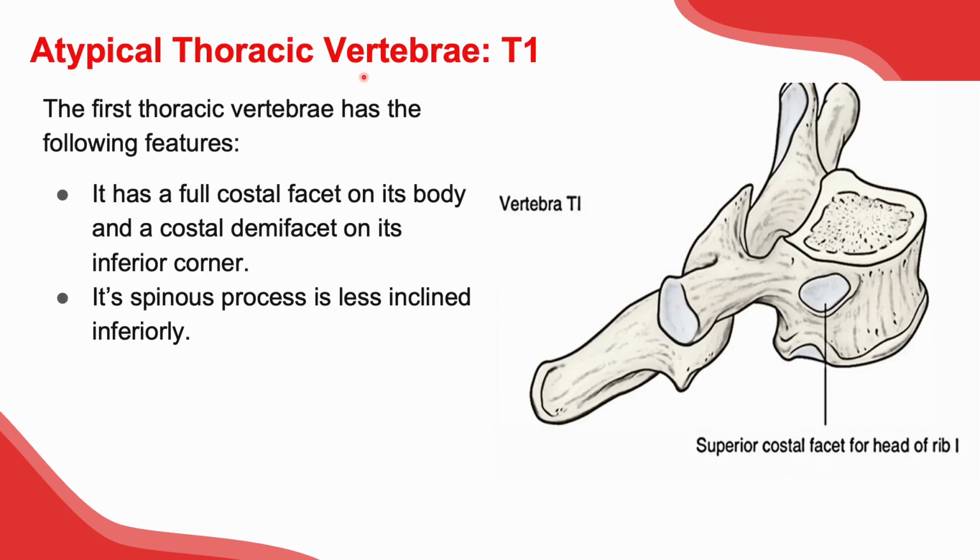Now that we discussed the typical thoracic vertebra features, we're going to jump right into the atypical thoracic vertebrae, beginning with T1. So the first thoracic vertebra has all of the features of a typical thoracic vertebra, except that it has a full costal facet on its body, right here, and a costal demifacet on its inferior corner. And its spinous process is less inclined inferiorly.